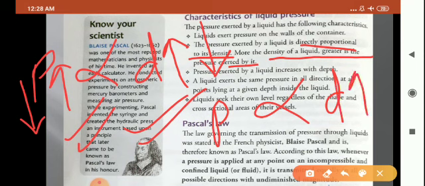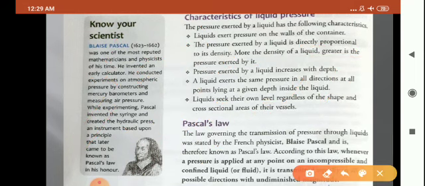Means the more the density of the liquid, जितना ज़्यादा liquid dense होगा, concentrated होगा, उतना ज़्यादा liquid pressure exert करेगा, force exert करेगा. It will exert more force in every unit area, that is known as pressure. Okay, do remember all these points children.